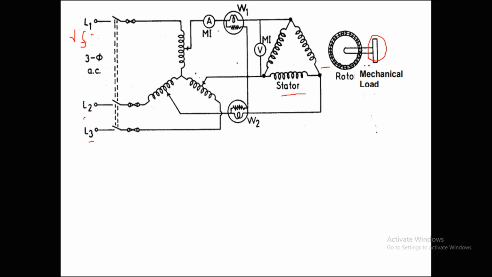And for measuring the total input entering into the machine, we can go with a wattmeter. We know that in a three-phase AC circuit, for measuring three-phase power, instead of going with 3 wattmeters, we can go with the 2 wattmeter method. And here we have employed the 2 wattmeter method for measuring the total power entering into the stator.